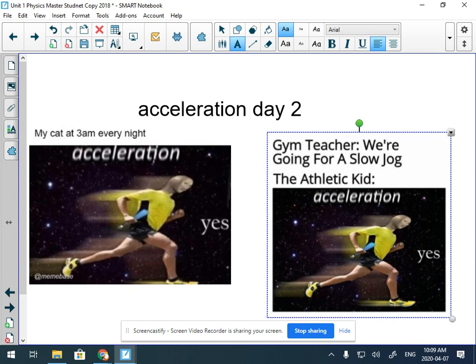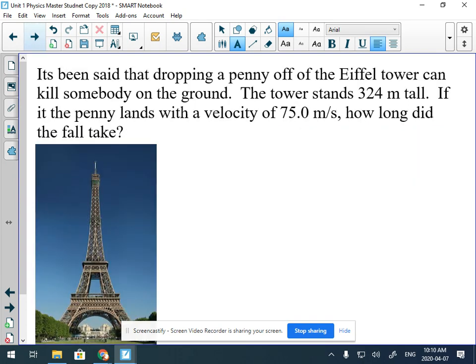We're going to continue with acceleration today. Okay, so acceleration is a change in speed over time. All right, so we're looking at this.